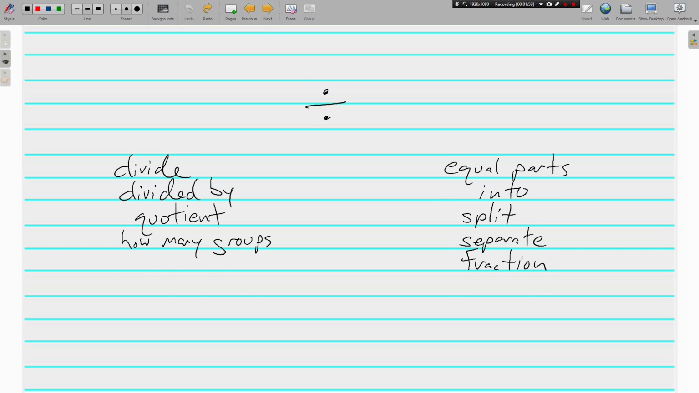Dividing words, you've got divide, divided by. Quotient is the answer to a division problem. Dividing is all about splitting things into equal groups or equal parts. Into, how many times will one number go into another? Split, separate, and sometimes even fraction. We know that the fraction line also means to divide.